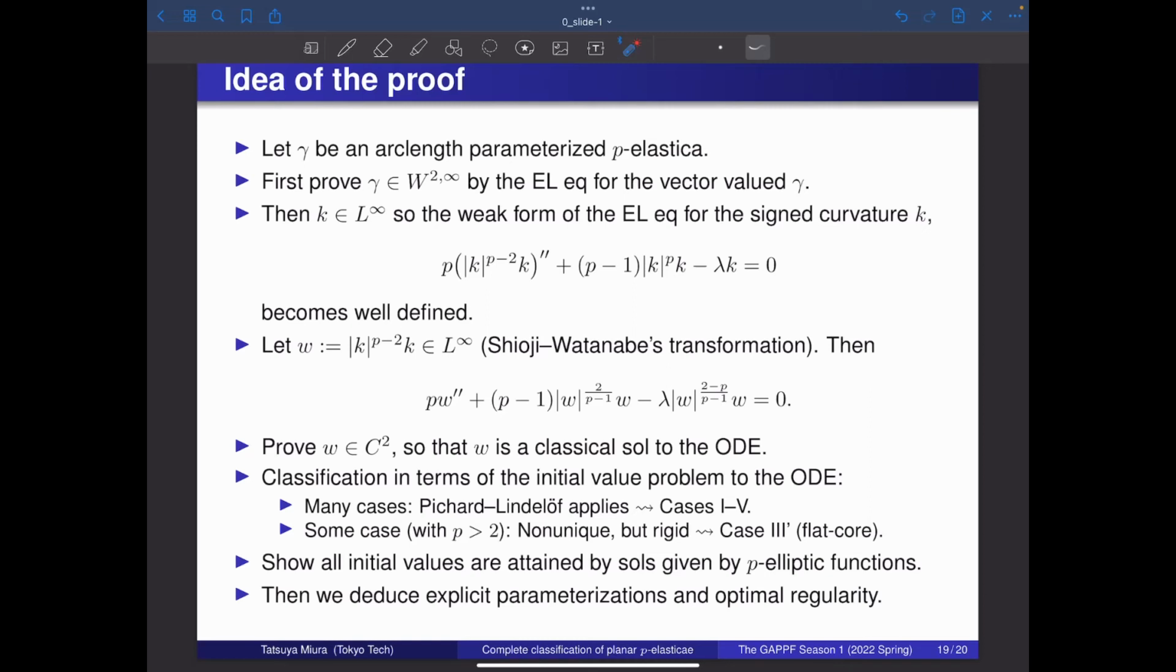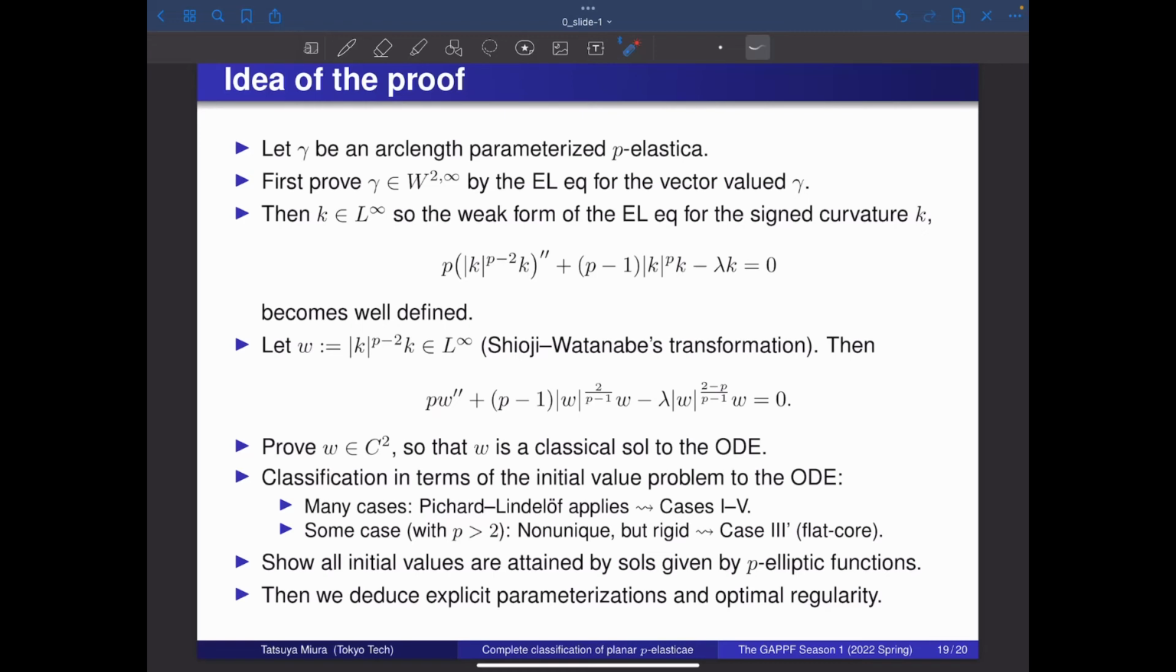And moreover, we use some transformation, which we call Shioji-Watanabe's transformation, which simply regards this term as a single function w. Thanks to this regularity, this w is again an L infinity function. By using this transformation, we can rewrite this ODE into this form. And here you see that there is no complicated coefficient in the leading order term.